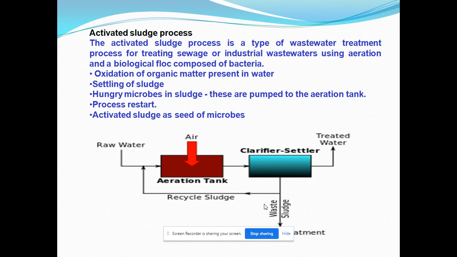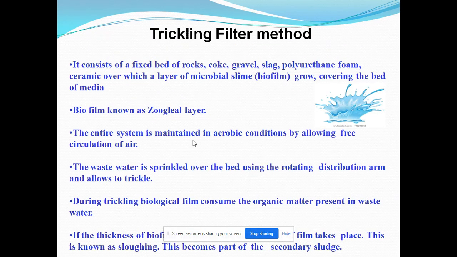The sludge gets settled here in the clarifier settler tank. This sludge contains hungry microbes, which is pumped again as recycled sludge back to the aeration tank. And this recycled sludge is a more activated form, hence this whole process is known as activated sludge process. And this sludge acts as a seed of microbes here.